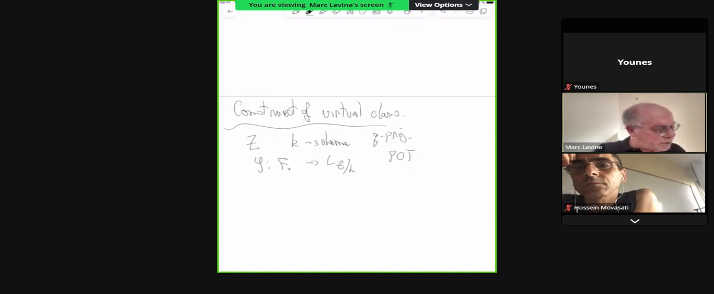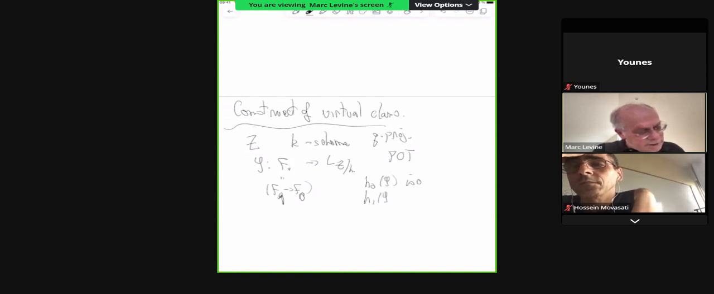And it means you can assume that this is just some two-term complex on Z, and phi has the property, sorry, F1 to F0. I'm going to use homological notation. So the assumption is that H0 of phi is an isomorphism and H1 of phi is surjective. So that's a perfect obstruction theory.